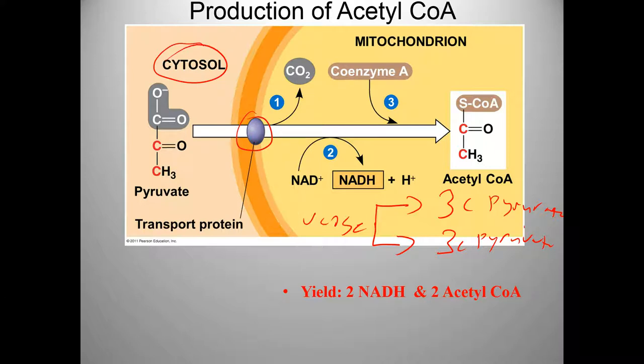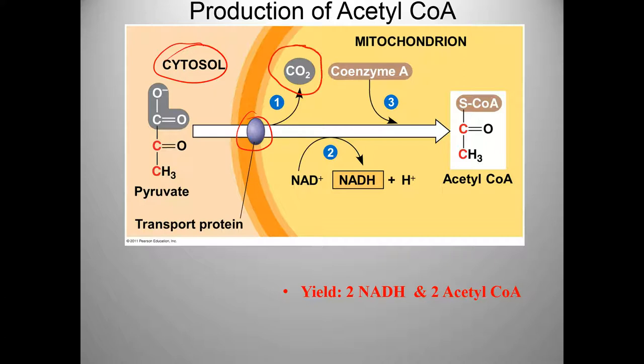Once it's in the matrix of the mitochondria, you're going to have two key reactions take place. You're going to have a decarboxylation reaction, and you're going to have a dehydrogenation reaction. So, to simplify those two terms.